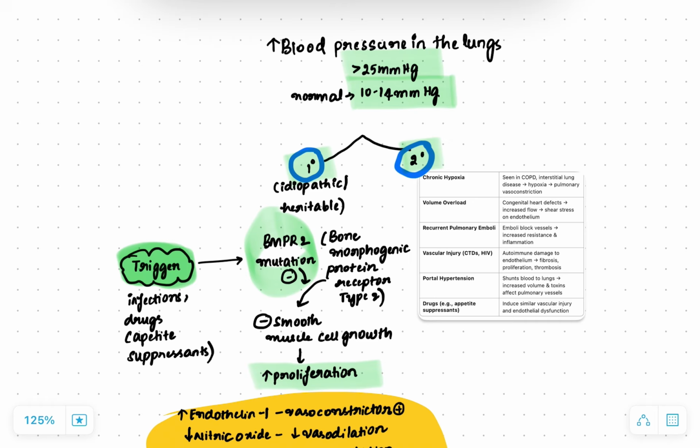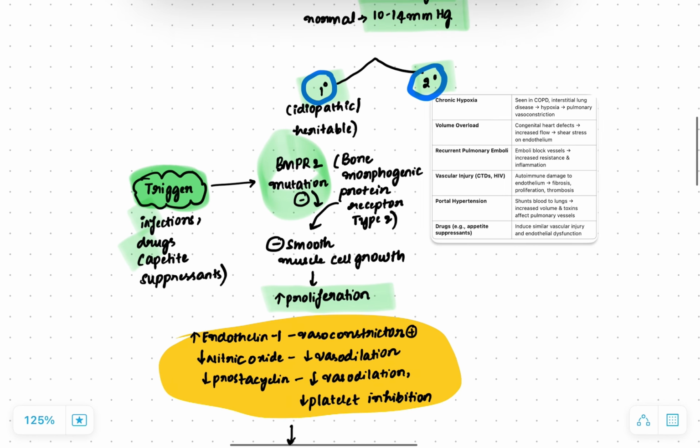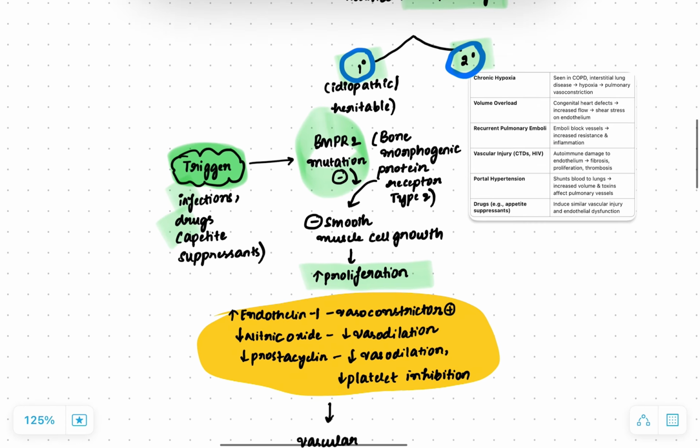The trigger for this can be infections or drugs like appetite suppressants and ion channel diseases. So these conditions will lead to BMPR2 mutation, leading to increase in the smooth muscle cell growth because the inhibitory effect is lost, so there will be increase in the proliferation.